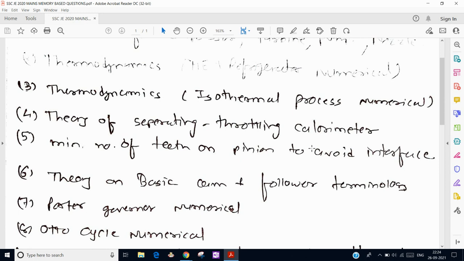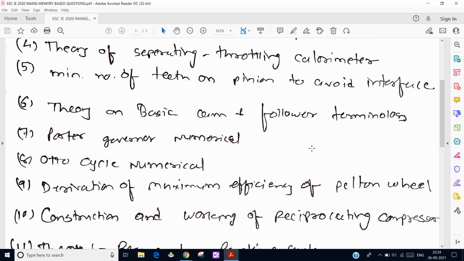The sixth question was theory on the basic cam and follower terminologies. We have to first draw the basic figure, and we have to define terminologies like base circle, pitch circle, what is the prime circle, what is the pitch curve, what is pressure angle, and what is pitch point. All these terminologies. The seventh question was a numerical on the Porter governor.